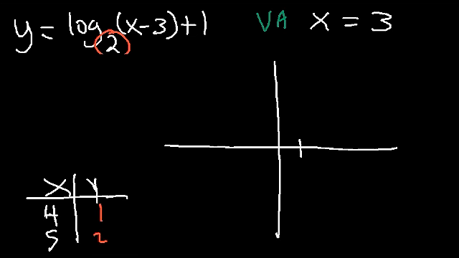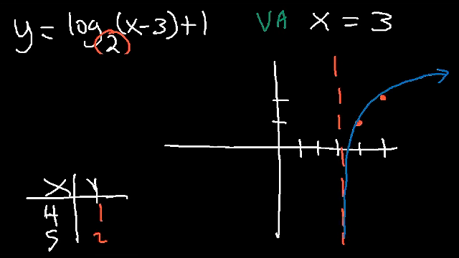So the vertical asymptote is at x is equal to 3. And we have the point 4, 1. And we have the point 5, 2. So this time, instead of starting from a horizontal asymptote, the graph is going to start from the vertical asymptote, and it's going to follow those 2 points. So it's going to go like this. And so that's how you can graph a logarithmic expression.